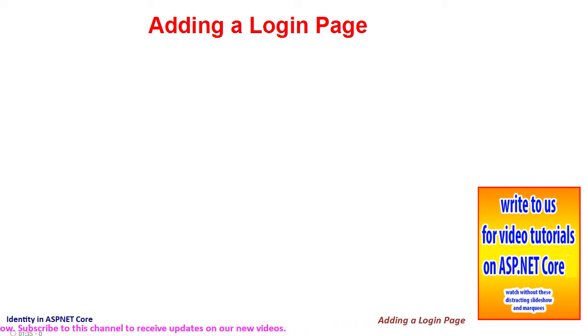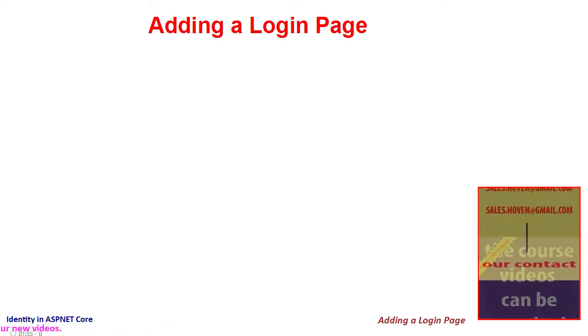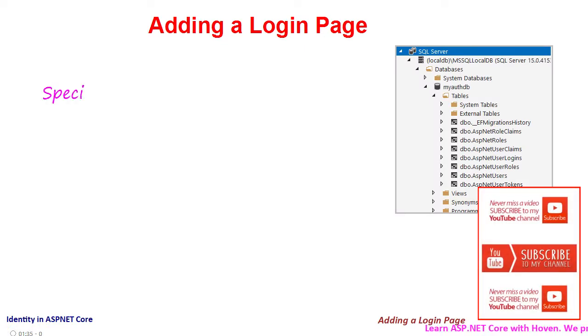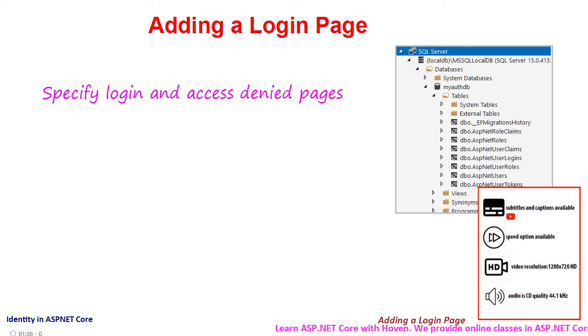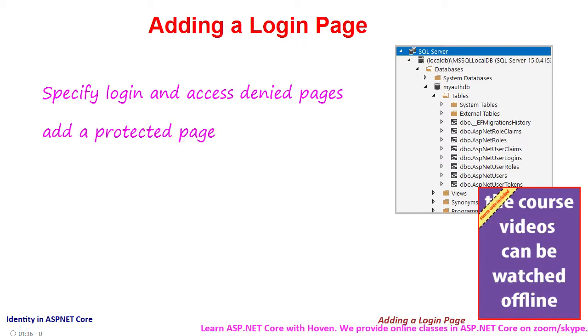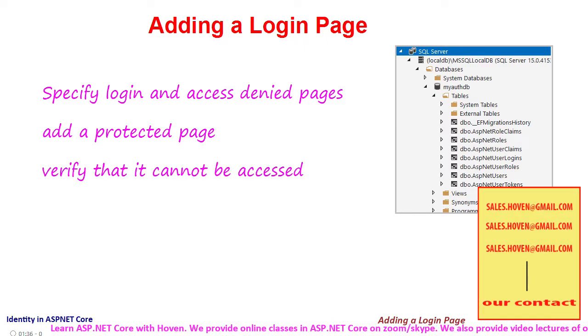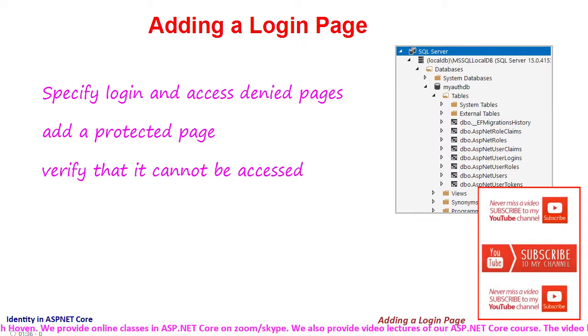This tutorial shall continue from the previous tutorial where we have made a basic initialization and we have also created a database to hold the data of our users. In this tutorial, we shall make additional configuration to specify our login and access denied pages. We shall also add a restricted or protected page and verify that when an unauthorized user tries to access it, then he is automatically redirected to the login page.